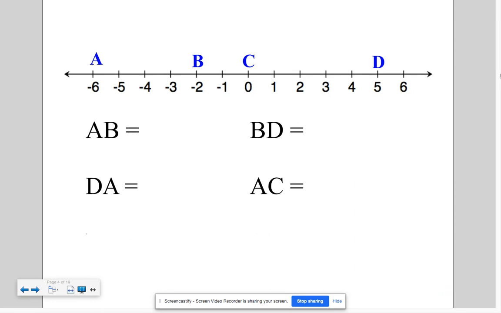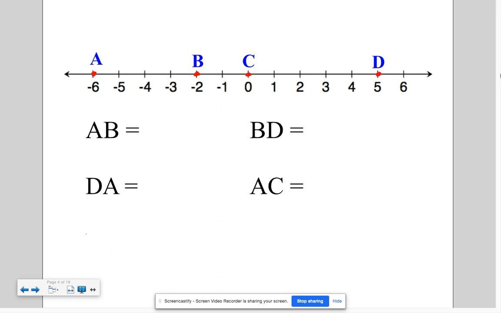We've got 4 points on here, A, B, C, and D. A is at -6, B is at -2, C is at 0, D is at 5. We've got these 4 values down here, AB, BD, DA, and AC. When we write 2 points next to each other without any symbol above it or next to it, we're talking about the distance between those points. So when we write down AB, that means the distance between A and B. That's why we can say AB equals, because we're talking about a value, a distance there.